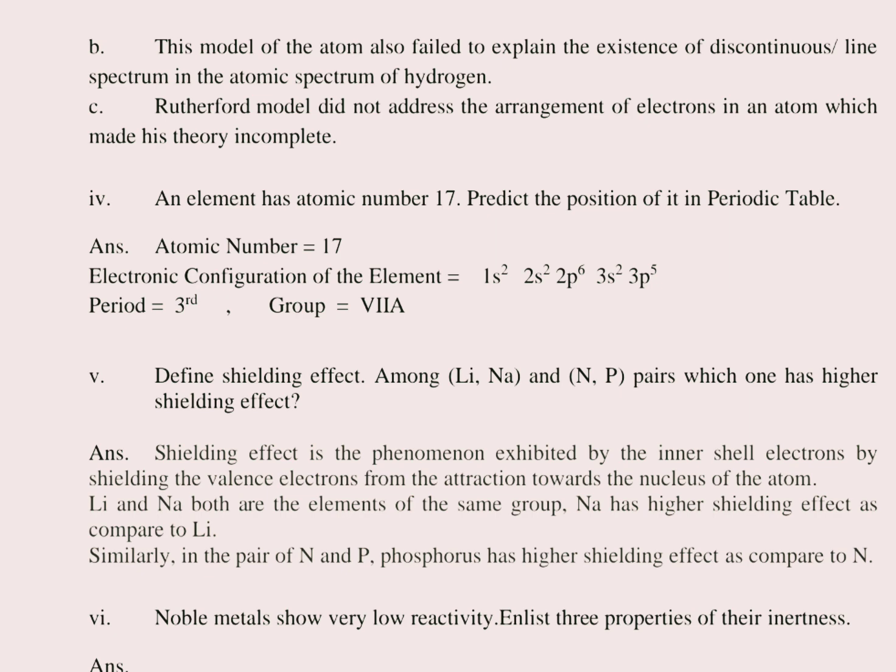Then nitrogen, phosphorus, if you compare it, phosphorus has more electrons than nitrogen and has extra shells, so they have more shielding effect as compared to nitrogen.